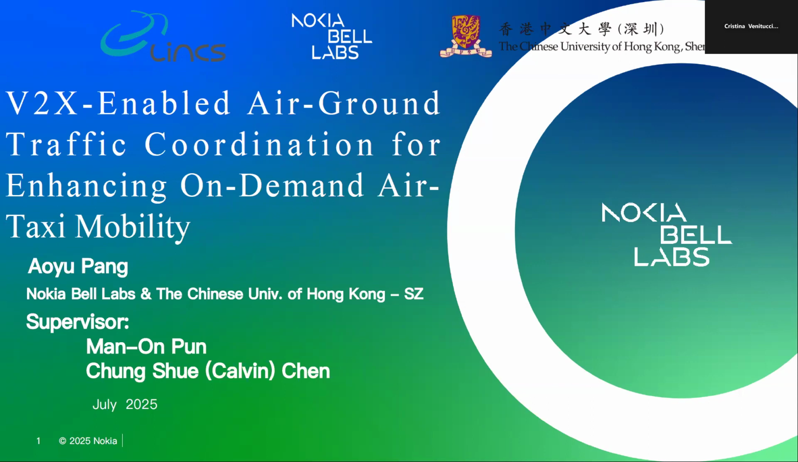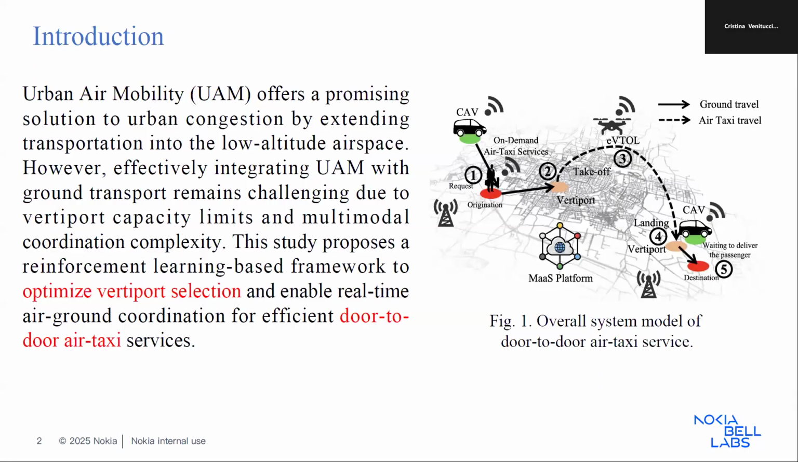Today my topic is V2X enabled air-ground traffic coordination for enhancing on-demand air taxi mobility. Urban air mobility, or UAM, offers a promising solution to urban congestion by extending transportation into the low-altitude airspace. But how to integrate UAM with the ground transport system remains challenging.